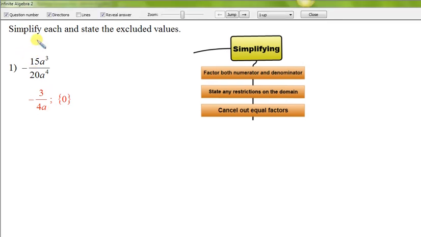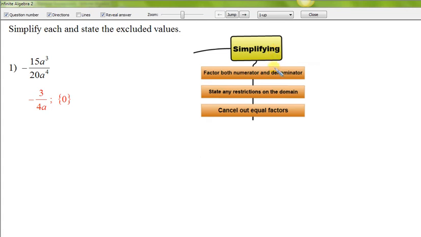You're being asked two things here: state the excluded values and simplify. So the answer here in brackets is the restrictions on the domain. In other words, the value of a cannot equal 0, and we'll talk about that here in a second. But let's just look at these steps we're going to go through for simplifying.